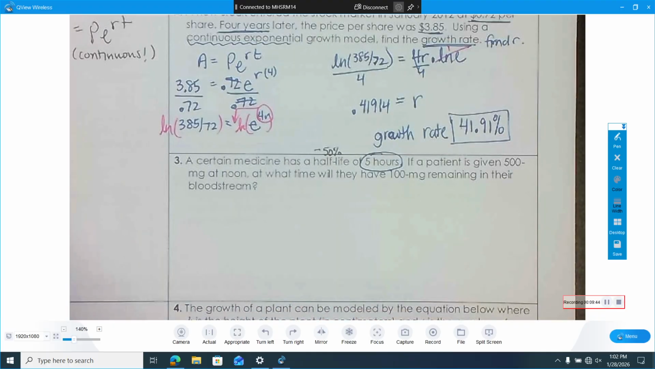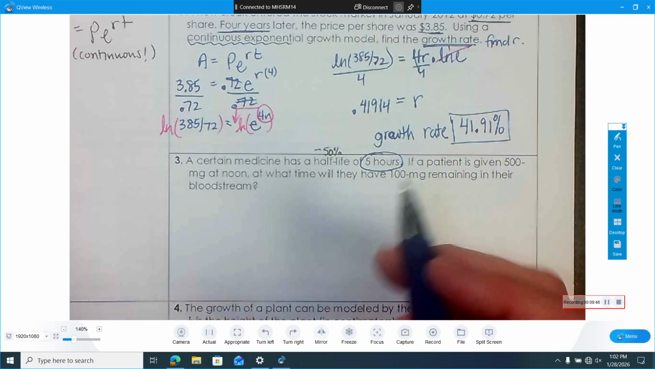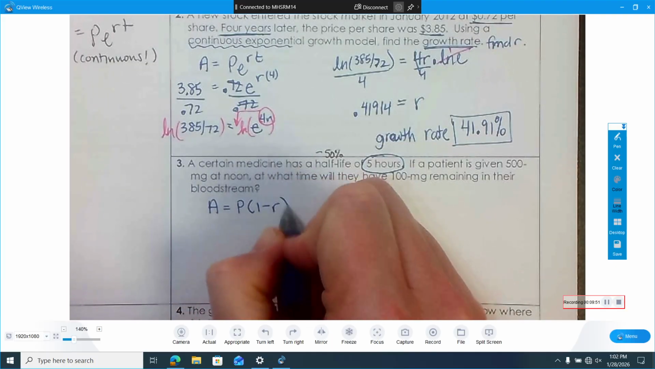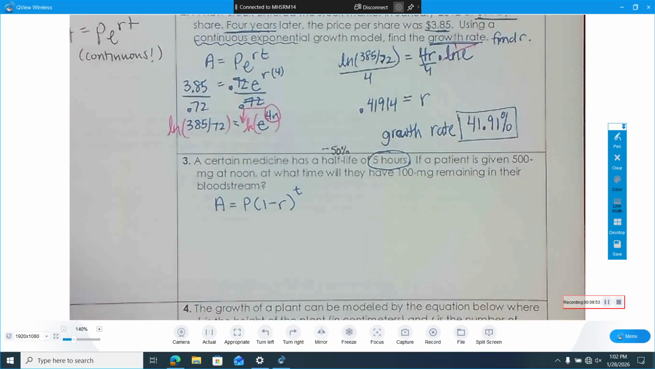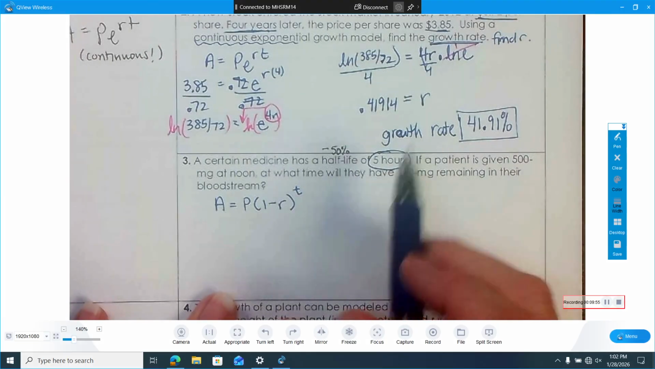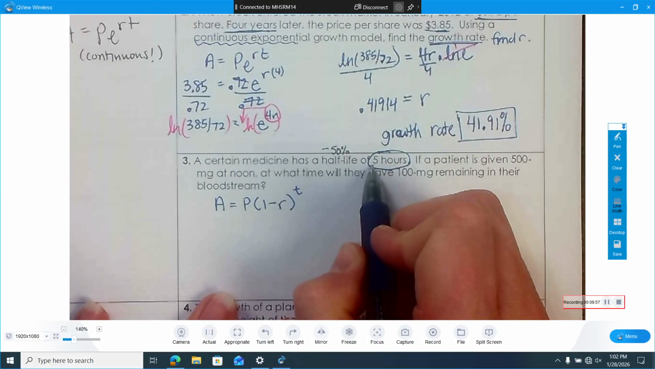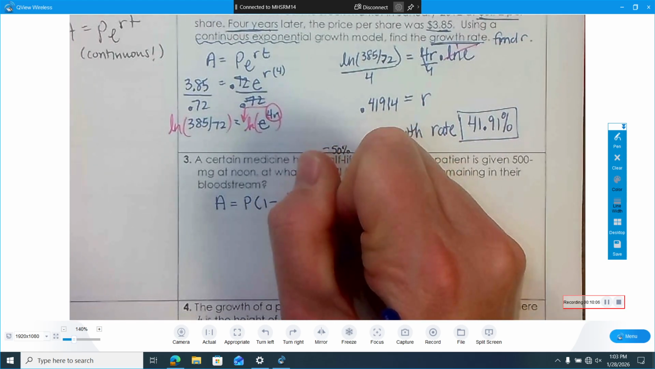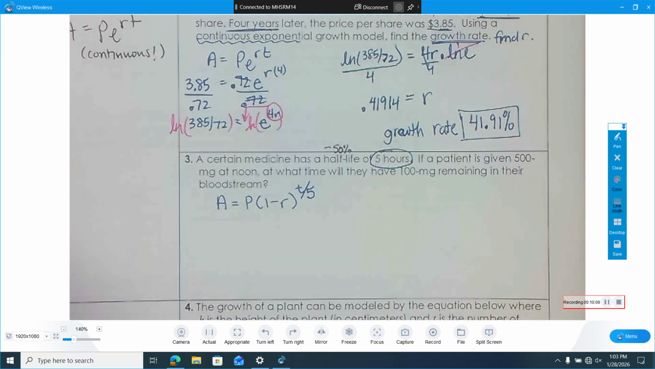This is exponential decay, all right? And so I'm going to use my exponential decay model, but it has a slight modification because we are only decreasing every so often. It's every 5 hours. So it's not just the full time, it's per 5 hours. Okay, so that's the tiny change when we're talking about half-life.